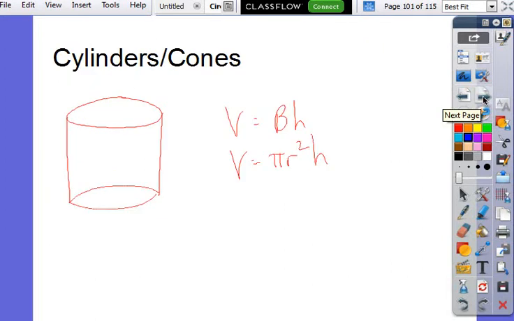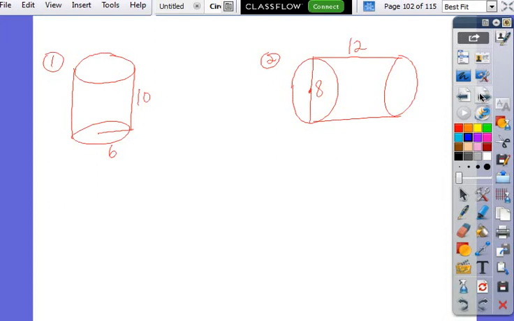All right. For cylinders, again, you see that capital B? What does that mean again? Base. The area of the base. Well, the base is a circle. What's the area of a circle? Pi r squared. Then you just put the height behind it. So if I'm looking at a cylinder, it's the area of the base, which is a circle, times the height. So we got the formula: pi r squared h.